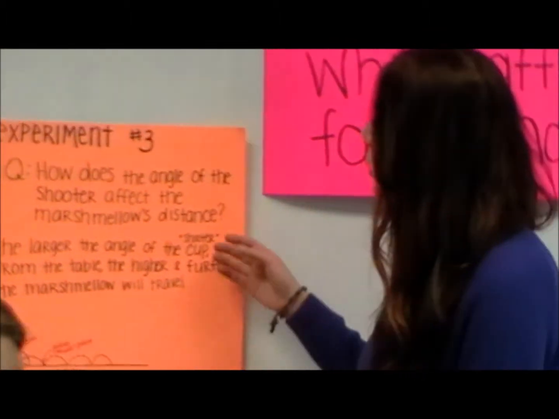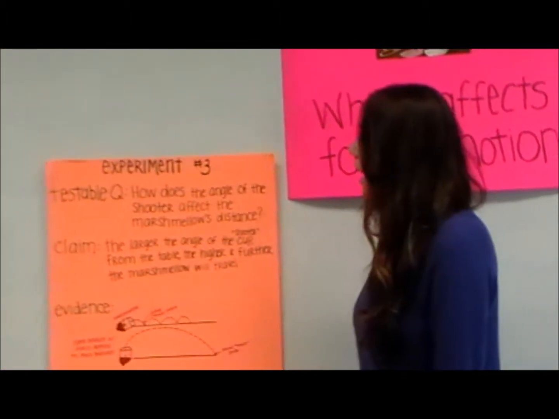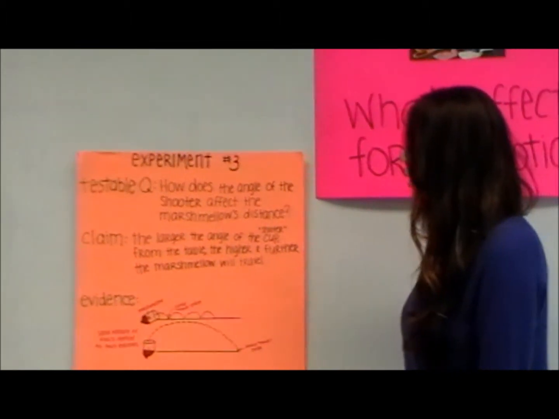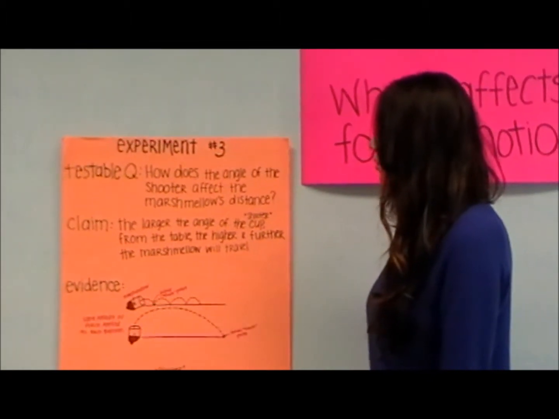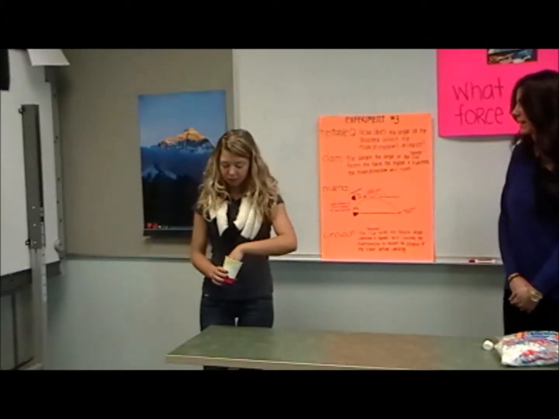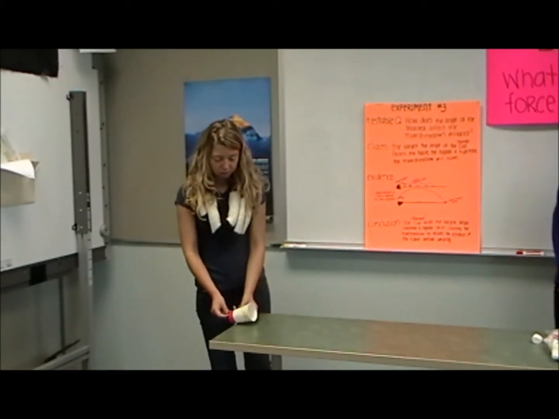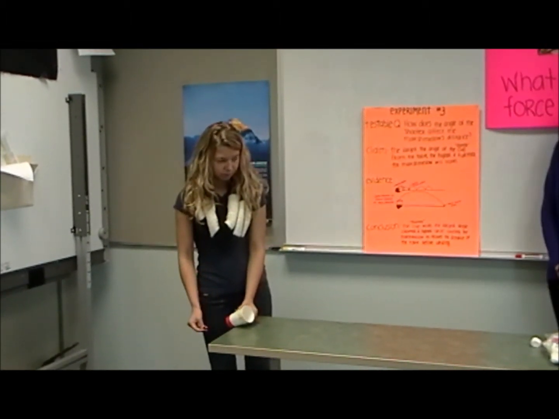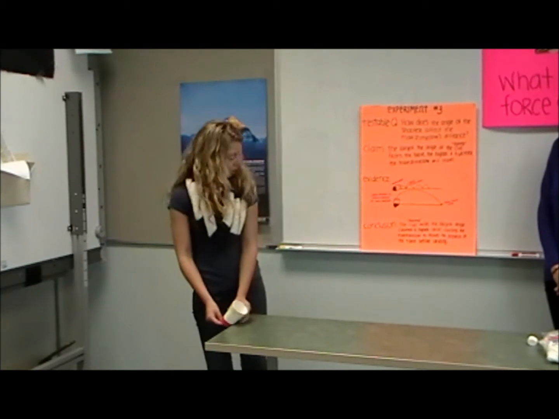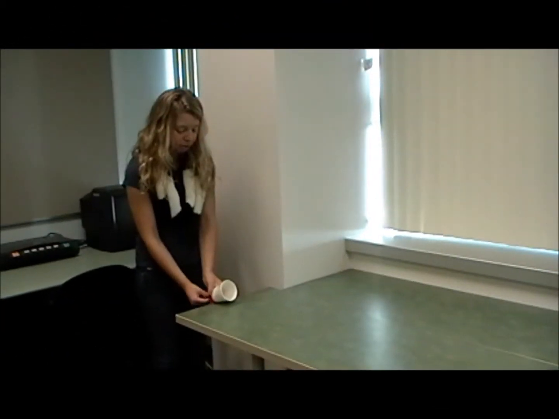Our testable question is, how does the angle of the shooter affect the marshmallow's distance? And our claim is, the larger the angle of the cup from the table, the higher and farther the marshmallow will travel. For our evidence, we're putting the marshmallow inside the cup, and for the lower angle, we're going to launch the projectile, and then we're going to launch it at a higher angle, and we'll see which one goes farther.